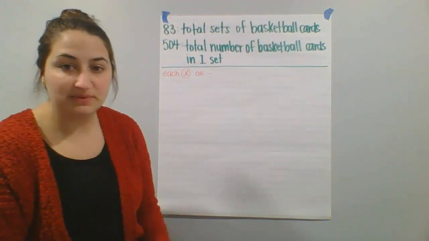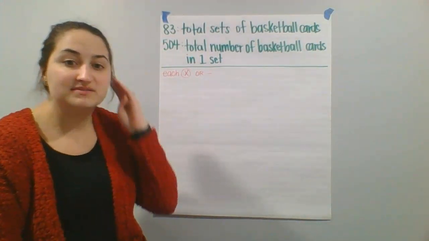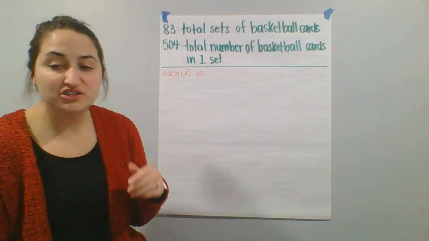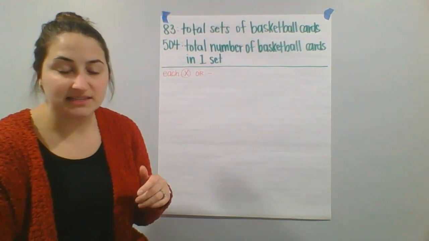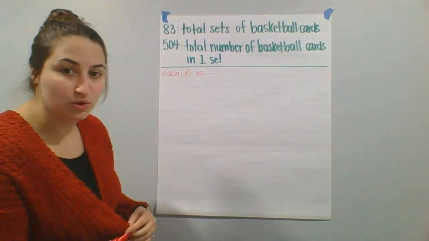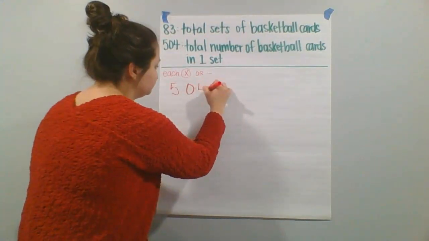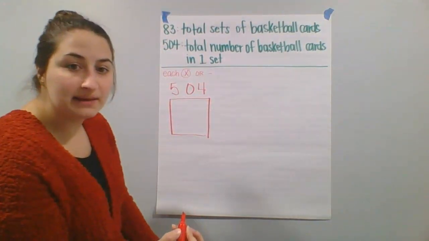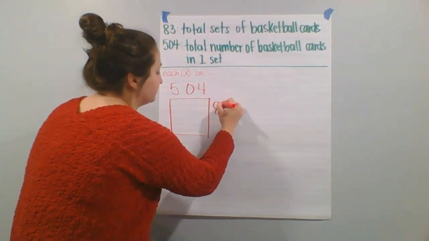So in order to multiply these two numbers, there are several different strategies that we can use. I'm going to show you three. The first strategy that we're doing in class, and a lot of us are most comfortable with, is to write 504 and then multiply that by 83.